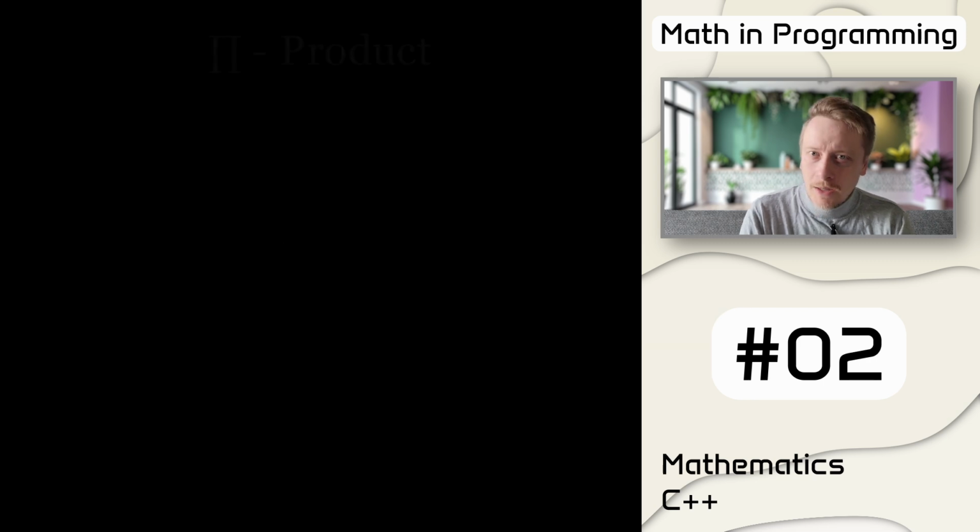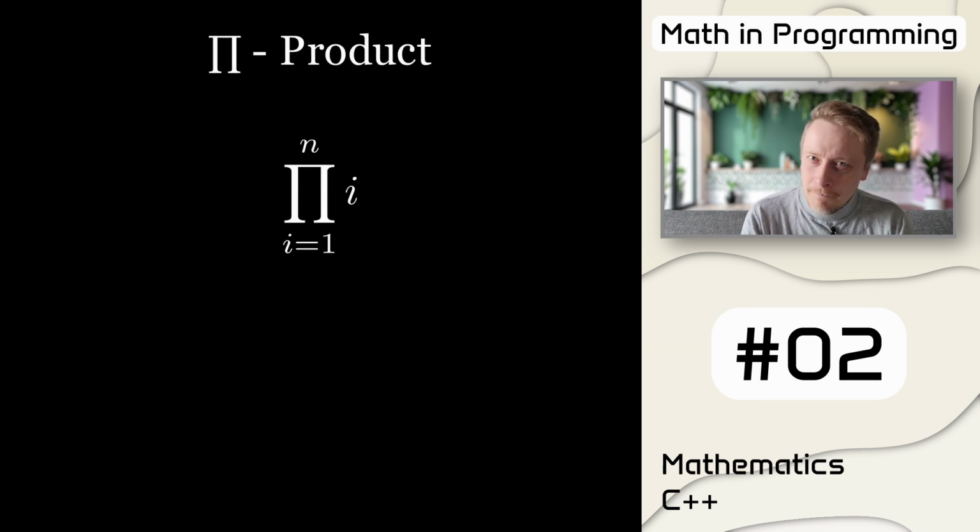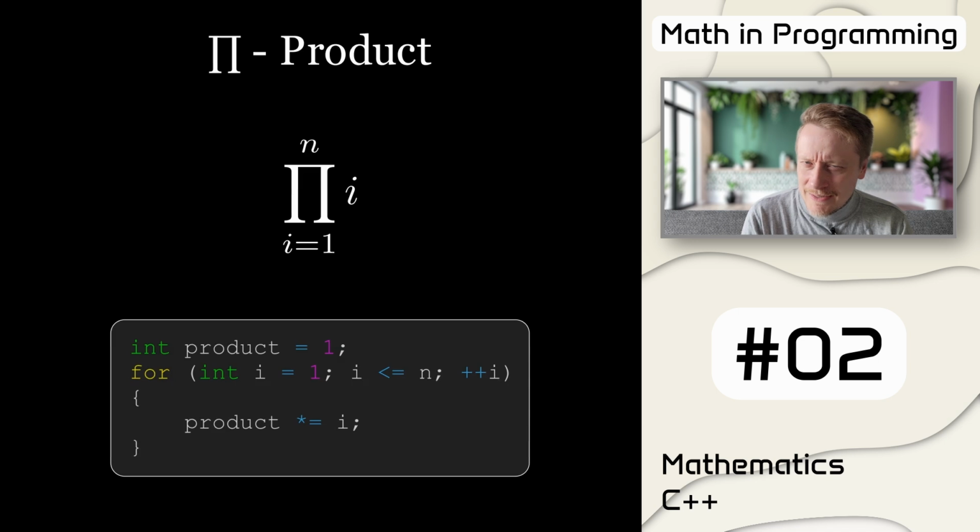Next is the pi symbol, not to be confused with the number pi. This symbol is uppercase. In this context, pi represents a product, multiplying numbers in a sequence. So if sigma adds, pi multiplies. In programming, the logic is exactly the same.